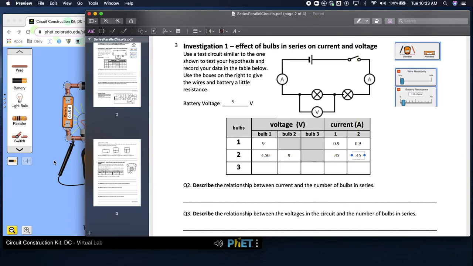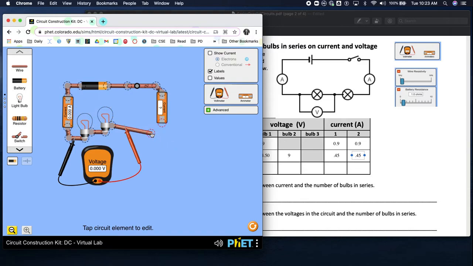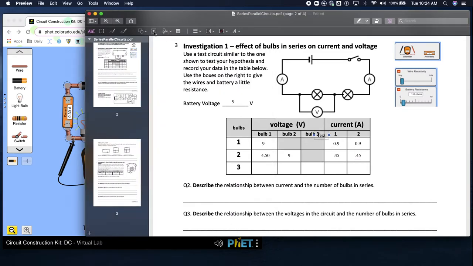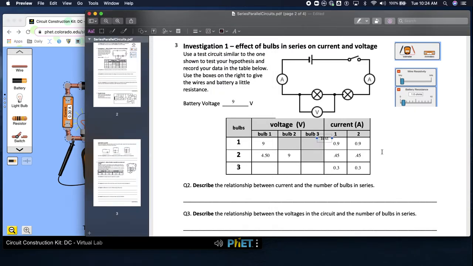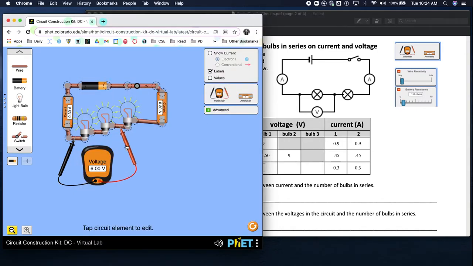Okay. Now we need a third light bulb. So I'm gonna cut this. All right, we have 3 light bulbs, 1 9-volt battery, our amps, 0.3 on both of our ammeters. Okay. Now let's check our voltage. 1 light bulb is giving us 3 volts. All right, two light bulbs is giving us 6 volts.